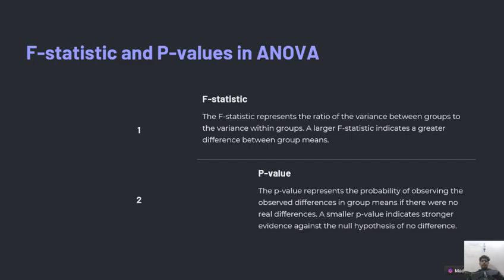F statistics and p-values in ANOVA. F statistic: the F statistic represents the ratio of the variance between groups to the variance within the groups. A large F statistic indicates a greater difference between group means. P-value: the p-value represents the probability of observing the observed differences in the group means if there were no real differences. A smaller p-value indicates strong evidence against the null hypothesis of no difference.